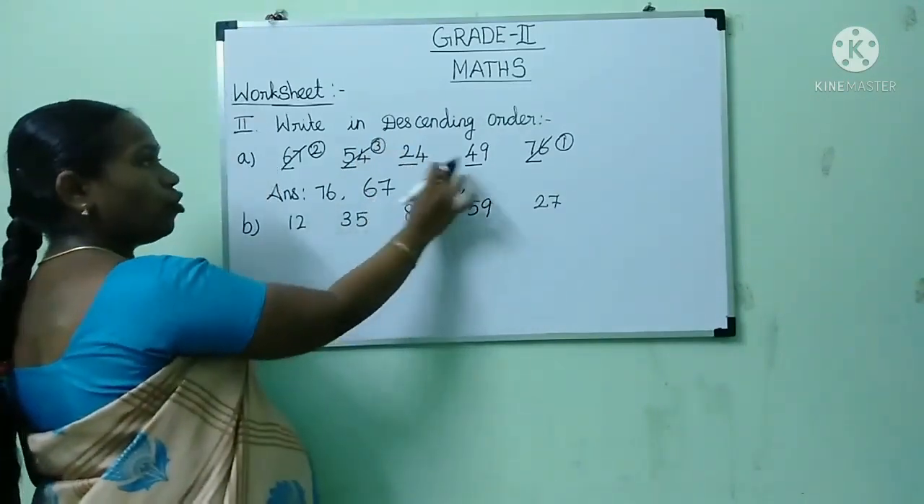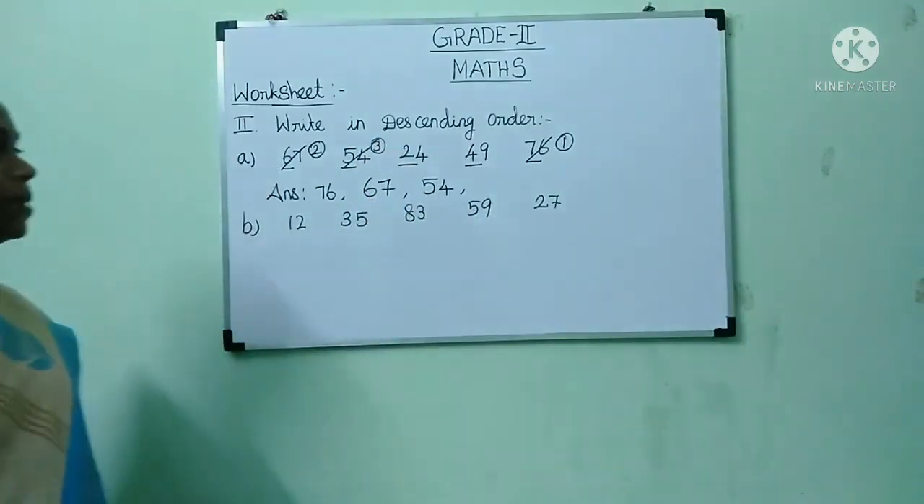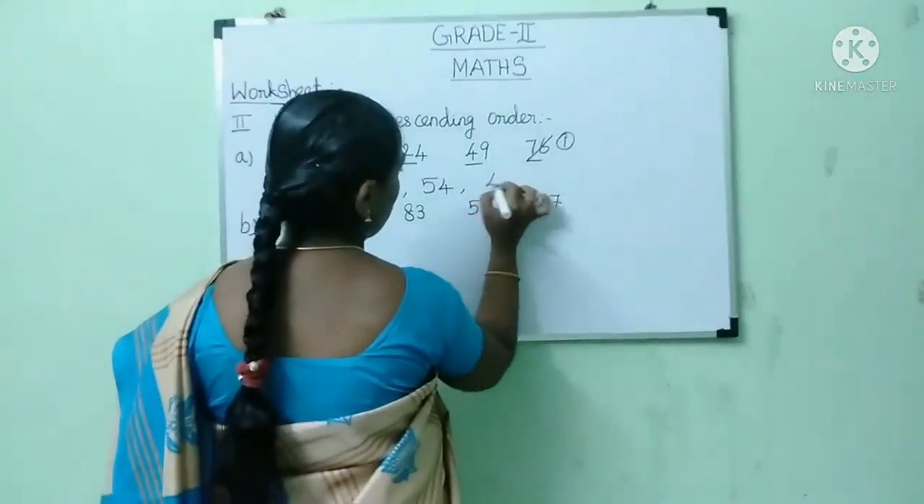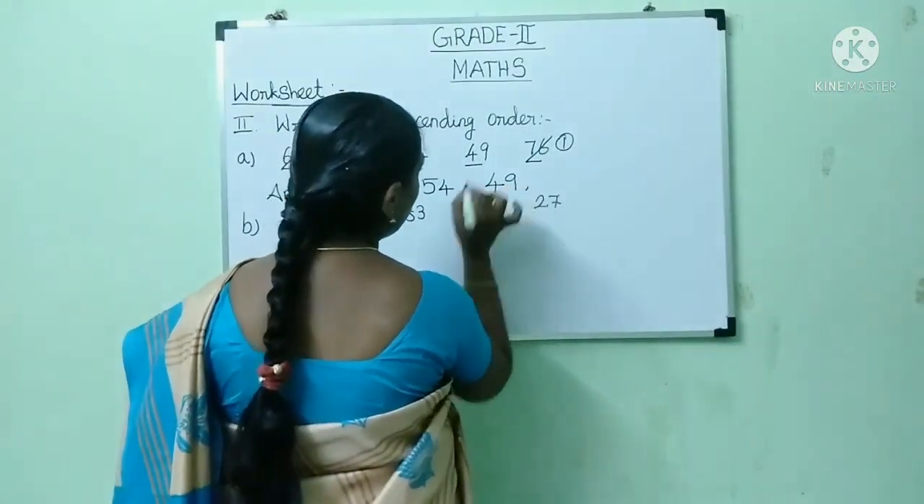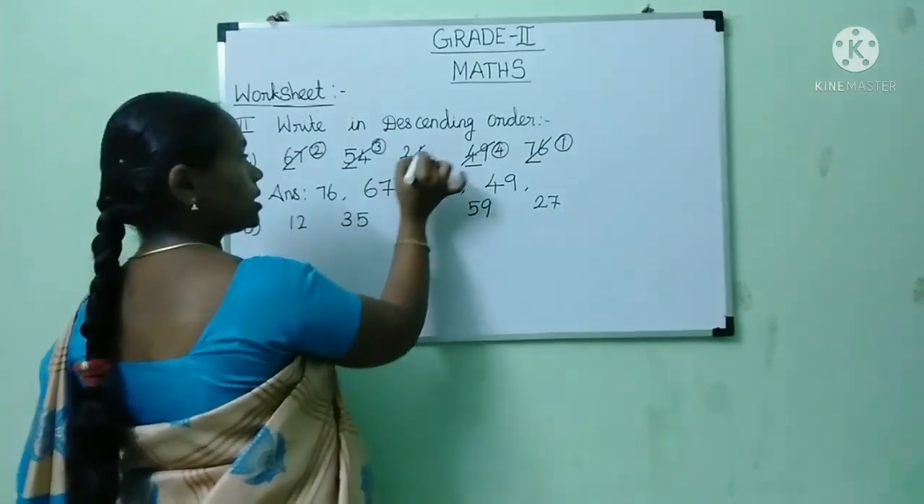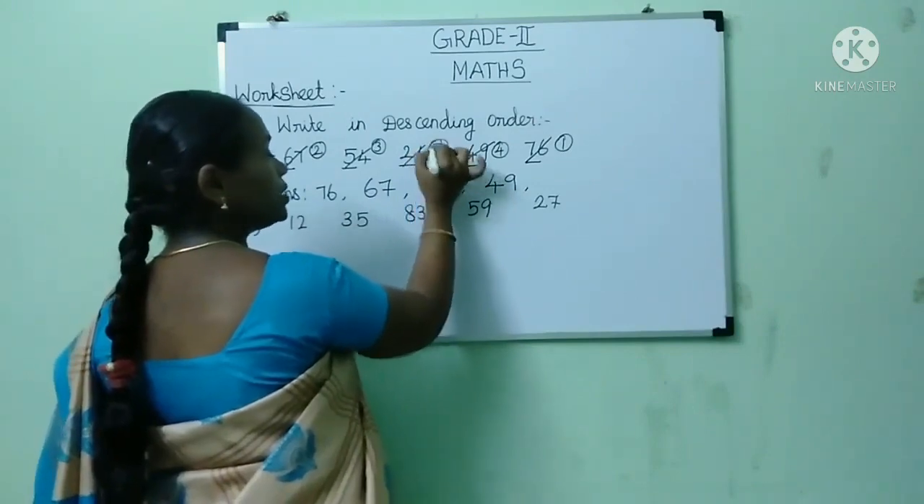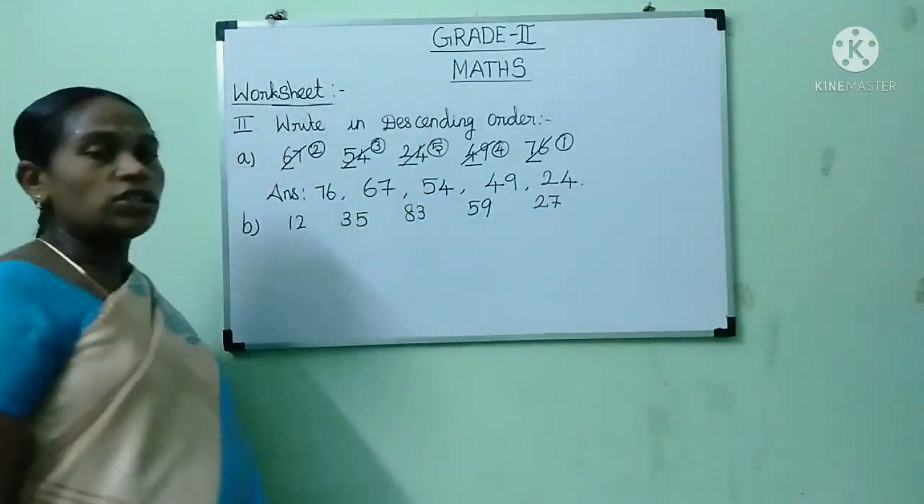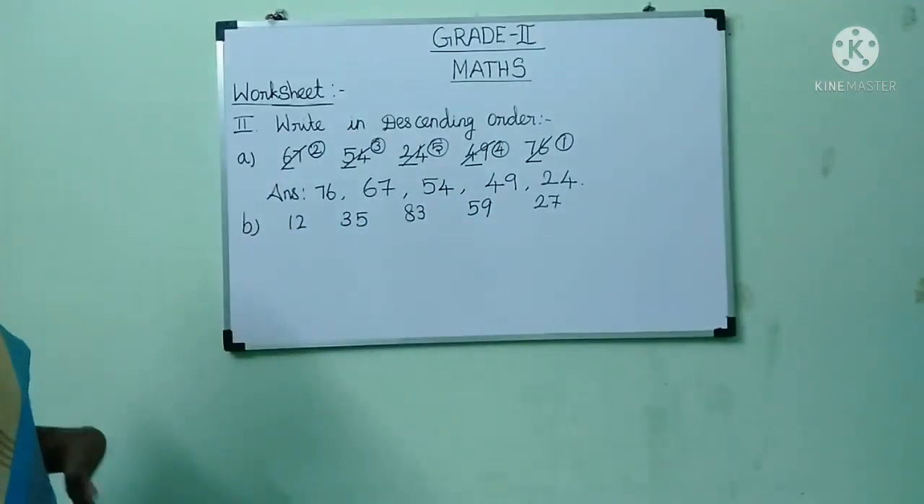Next, 24 and 49. Which number is the biggest number? Yes, 49 is the biggest number. Right, 49. That is the fourth number. The last number 24. That is the fifth number. Are you clear, children? How to write this descending order?